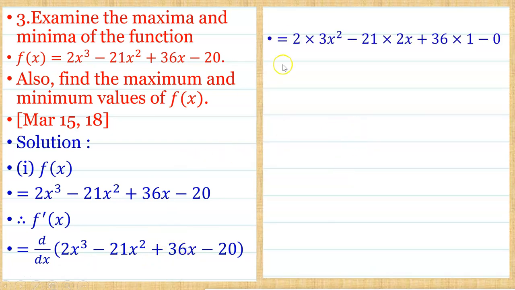And the next is, what is its derivative? 2 into the derivative of x cube, which is 3x square. The derivative of x square is again 2x, that is 21 into 2x, and the derivative of x is 1. The derivative of this constant 20 is 0, and overall here you will get 6x square minus 42x plus 36.